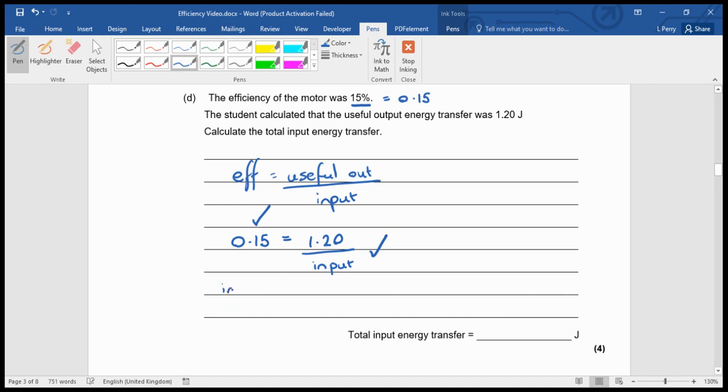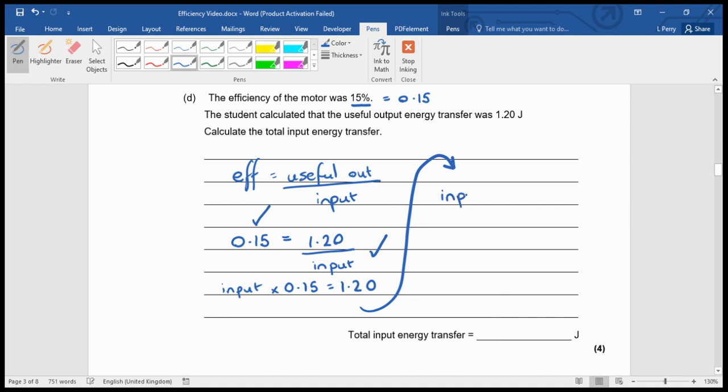So it's going to become input times by 0.15 equals 1.2. That still hasn't got input as my subject. Now input is times by 0.15. To get rid of times by 0.15, I'm going to divide both sides by 0.15. Also, to make it clear to the examiner, so I don't go off the bottom of the answer space, I'm going to go up here and show the examiner with a nice big arrow, so they know how to follow my working out.